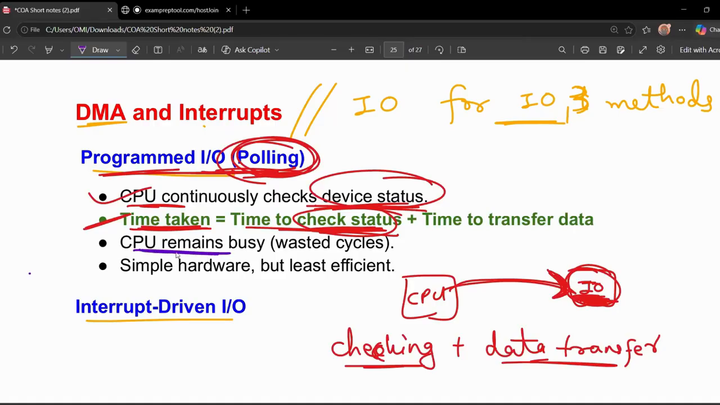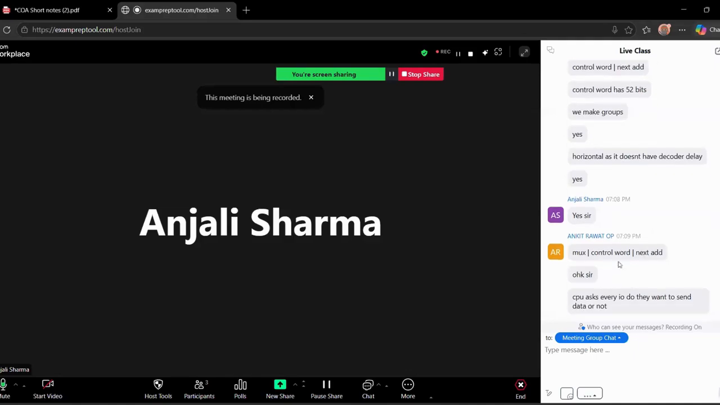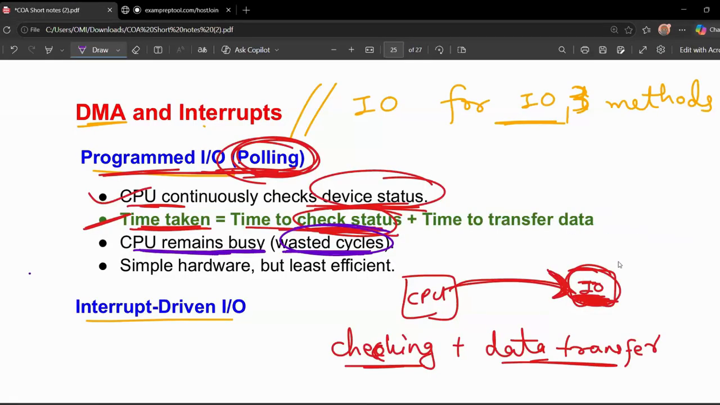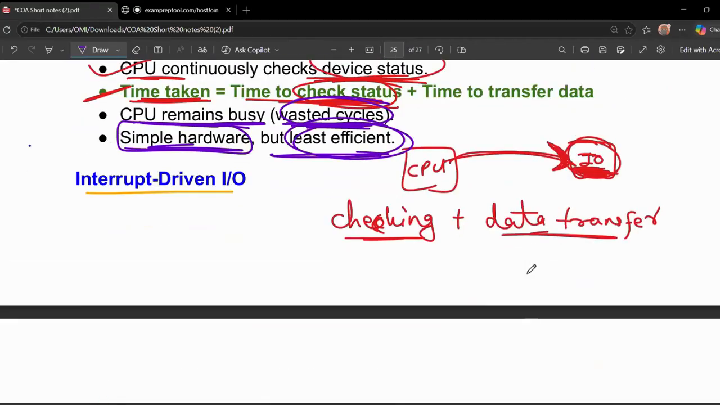Now see here, the CPU remains busy. The CPU is wasting cycles. Why? Because the CPU keeps on checking whether you are ready or not, ready or not, and so on. So it is wasting cycles. It is simple hardware, but it is least efficient.